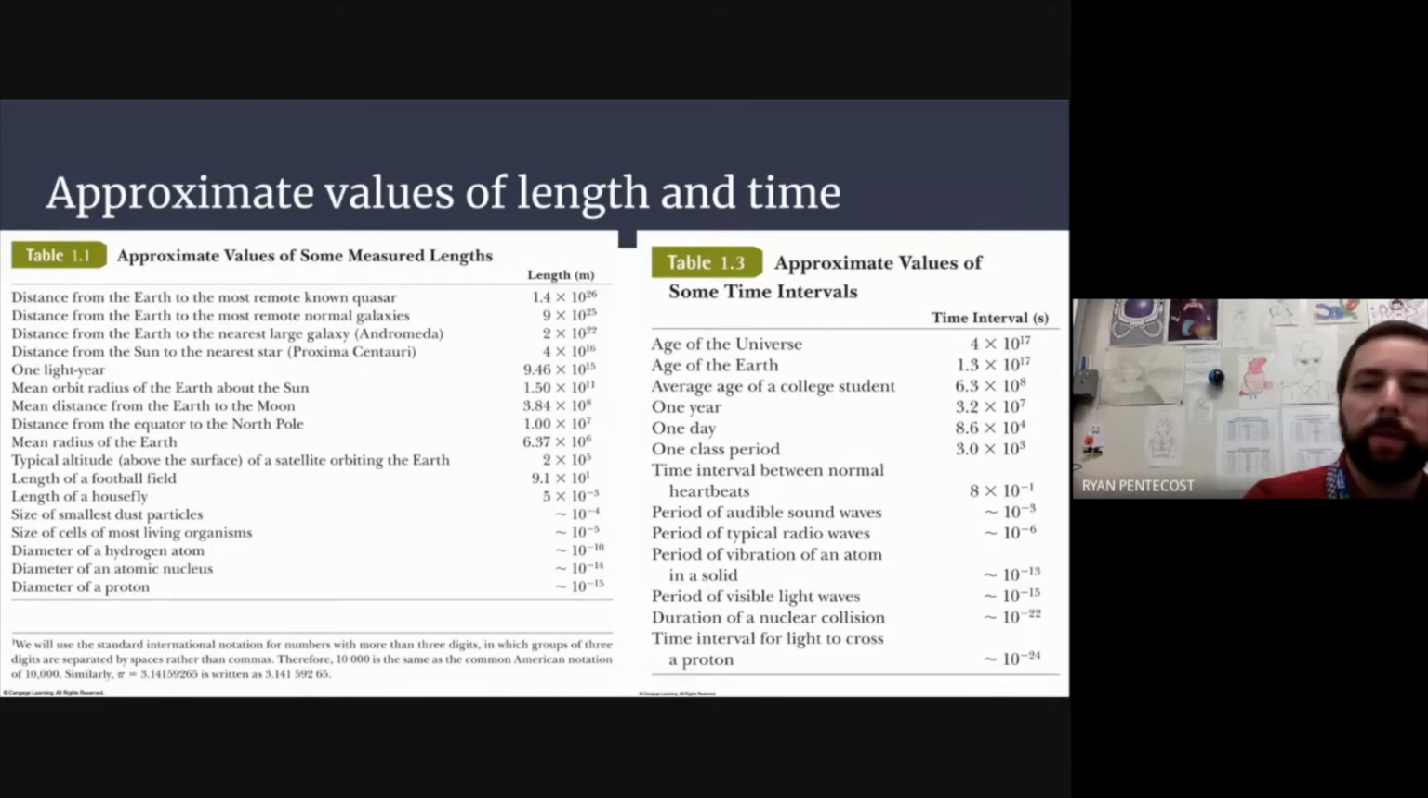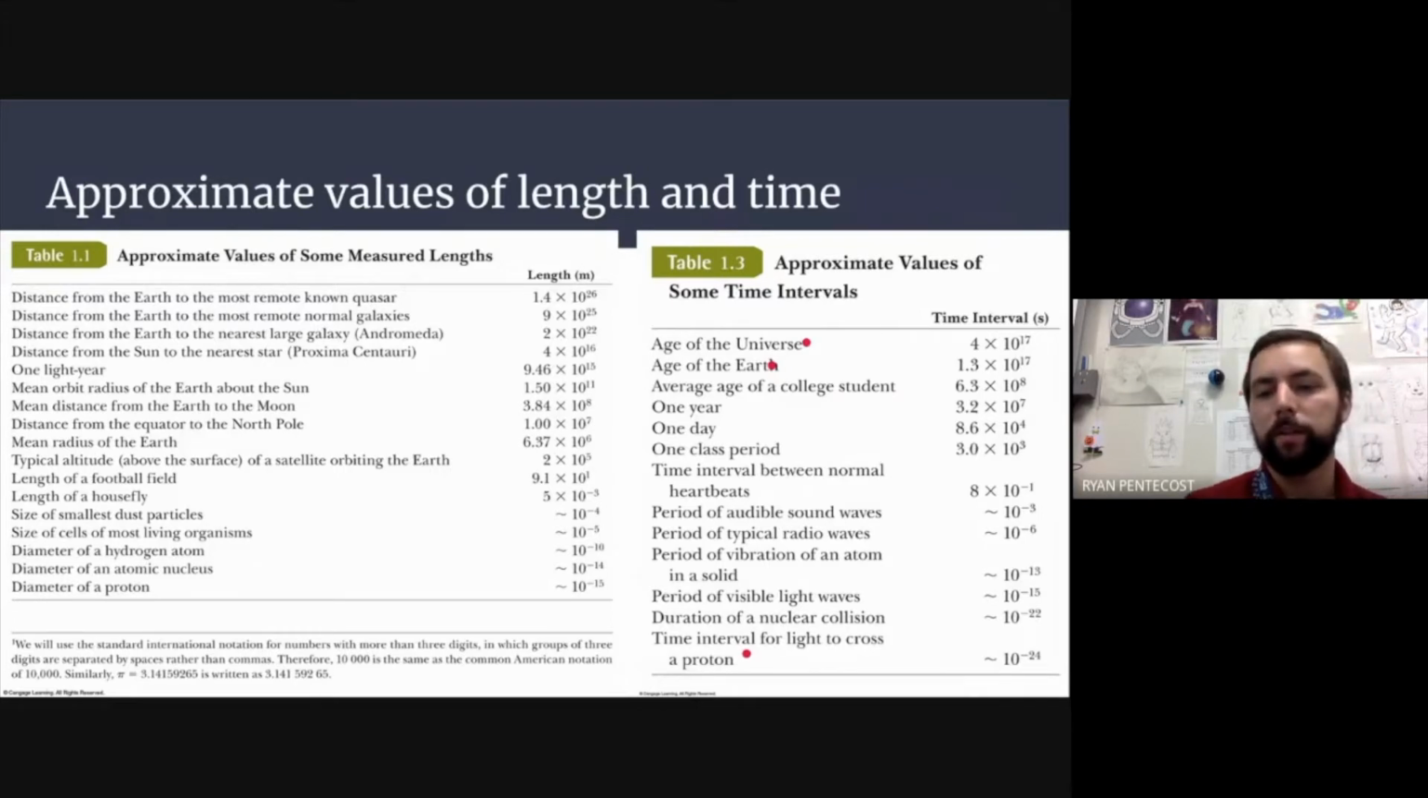Then you've got approximate time intervals, really long times, like the age of the universe, the age of the Earth, down to the time interval for light to cross a proton, which is just ridiculous. Why? I mean, light's the fastest thing, and a proton's the tiniest thing that we've got measured here. So that's a ridiculously small time interval. It'd basically be instantaneous at 10 to the negative 24th seconds. But if you want to look more at that, go ahead and pause this video. Those images are pretty decent resolution, so you should be able to read them.